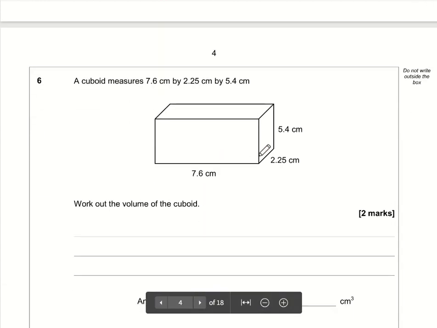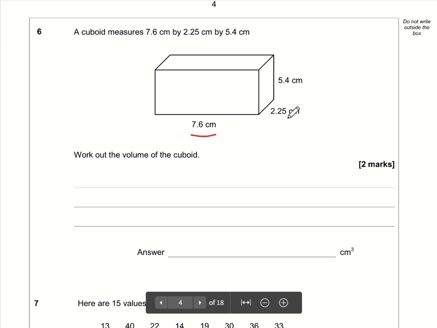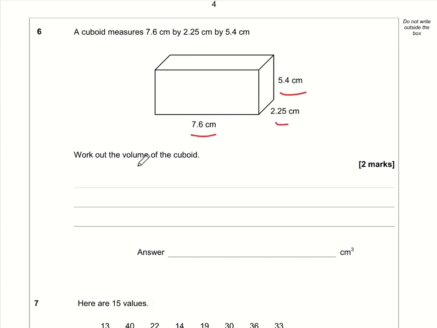Okay, question number 6, the volume of the cuboid. Well, that's simply going to be these 3 dimensions multiplied together. So 7.6 times by 2.25 times by 5.4, and that comes to 92.34 cubic centimeters.